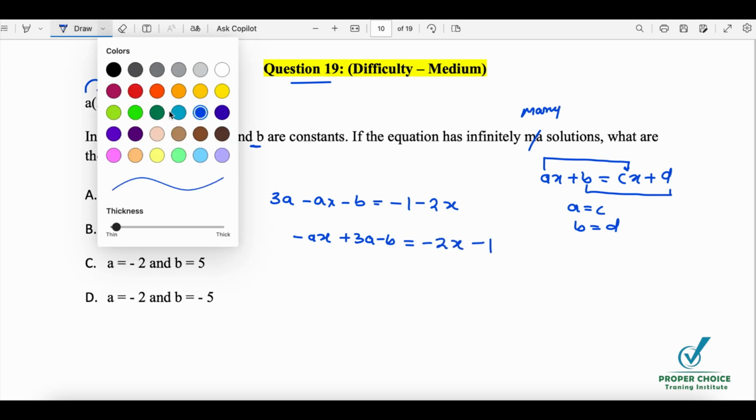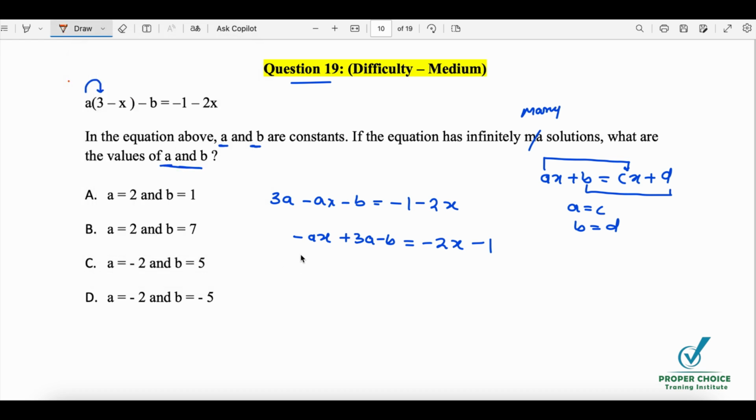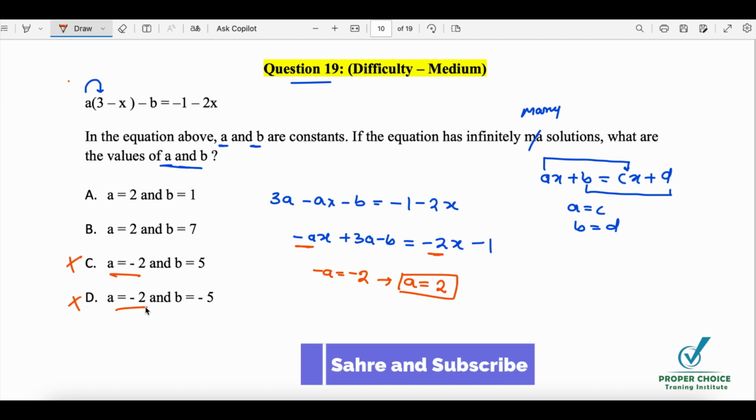So in this case the coefficient of x should be the same. The coefficient of x here is negative a and the coefficient of x here is negative 2. To have many solutions, negative a must equal negative 2. In short, a is equal to 2. So when a equals 2, I get rid of option C and option D because they say a is equal to negative 2.